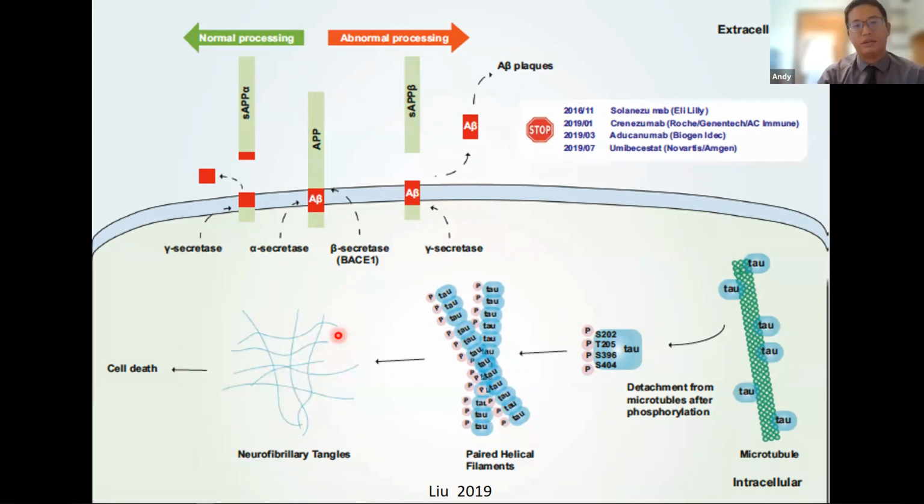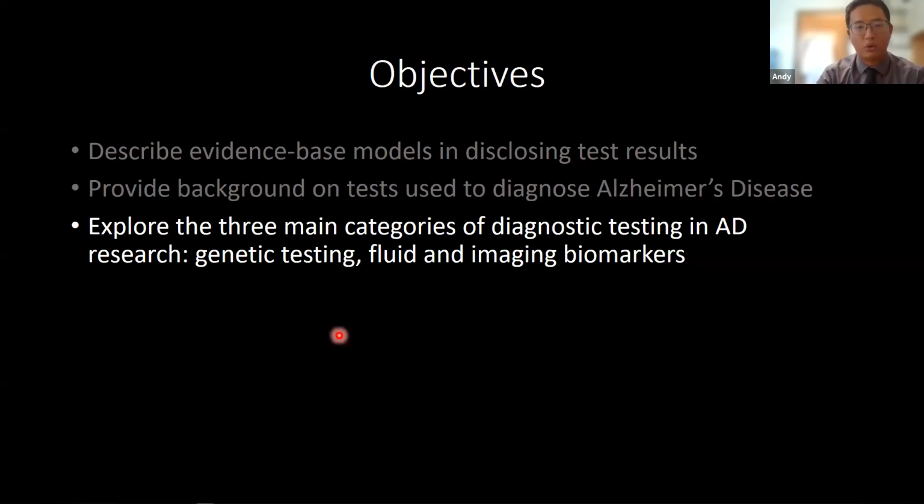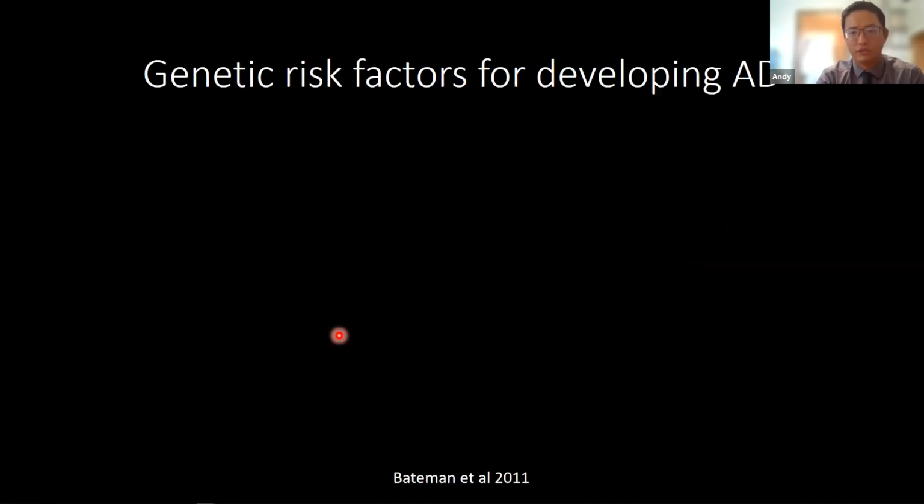I talk about this because I want to then go on to exploring the three main categories of diagnostic testing as you keep the amyloid hypothesis in mind. Because with that pathogenesis, you can then determine what proteins are affected, how that implicates the disease, and really be able to answer a lot of the questions that the patients or participants, excuse me, will have. So I'll go to the genetic risk factors first.